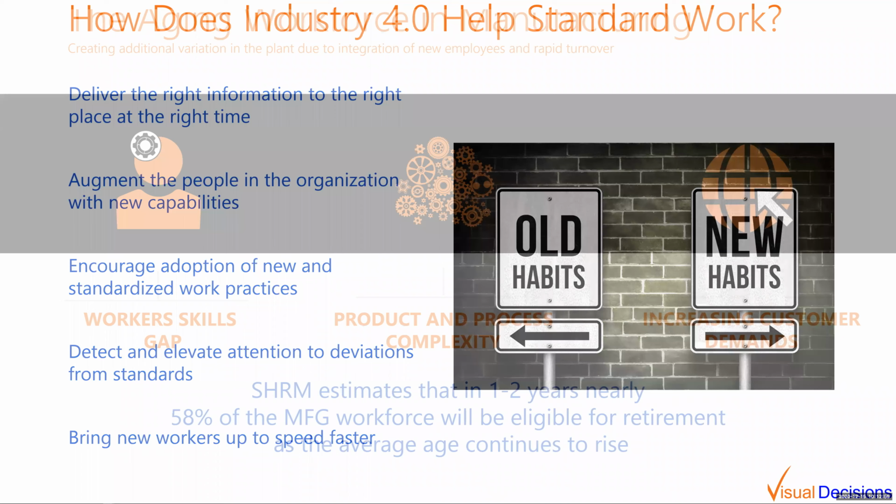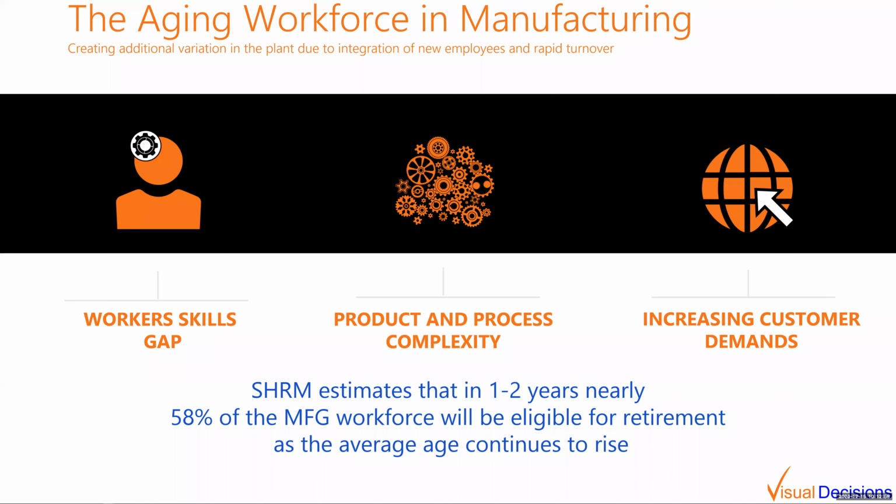So, a little bit about the aging workforce in manufacturing. I know this is very common knowledge, so I won't spend a lot of time on it, but SHRM estimates that within 1 to 2 years, nearly 58% of the manufacturing workforce in the US will be eligible for retirement as the average age continues to rise. That doesn't mean that they will take it, but that they'll be eligible. And that can be a huge problem for companies as they try to recruit and retain new talent.